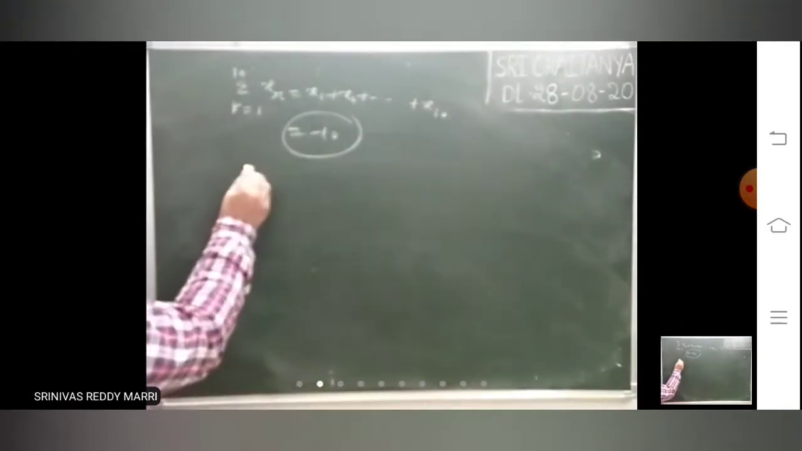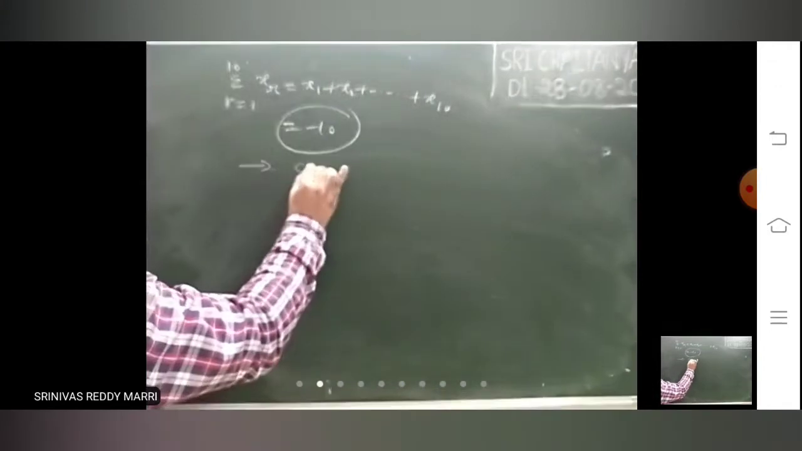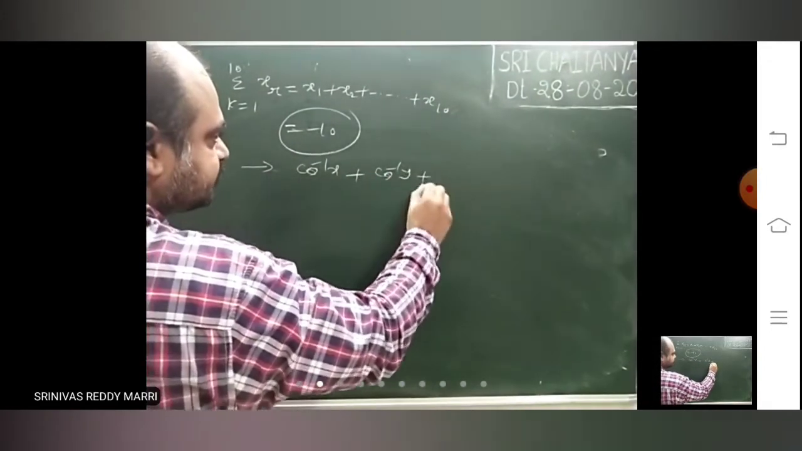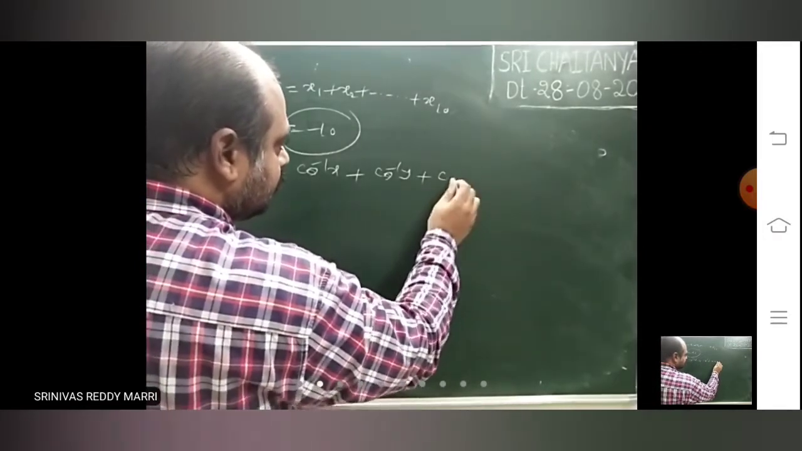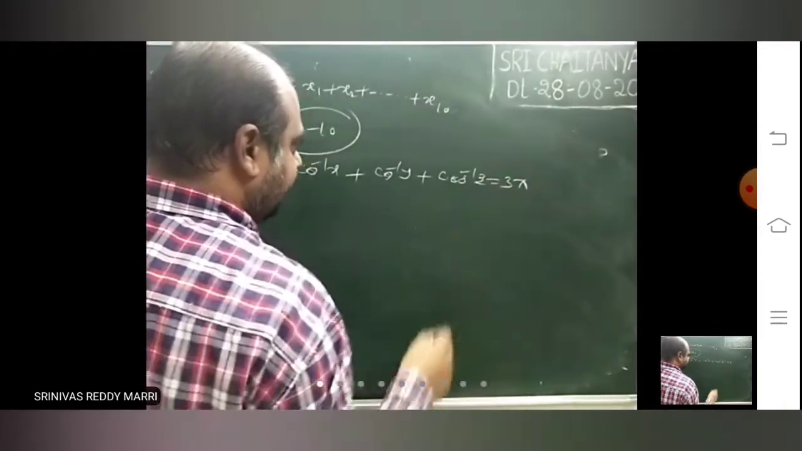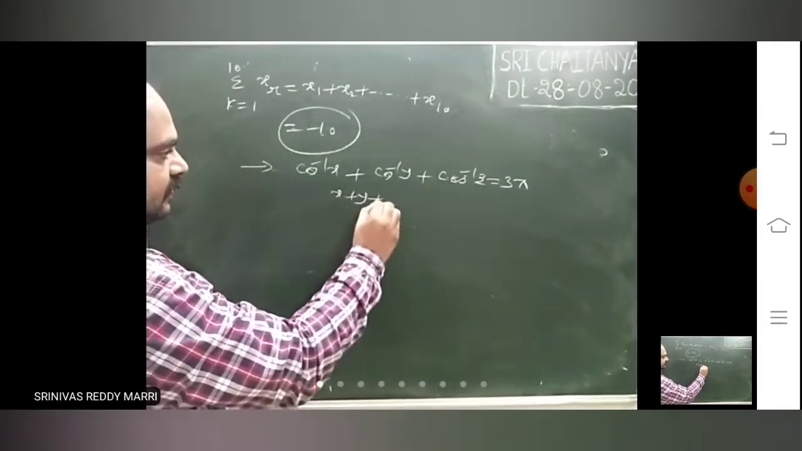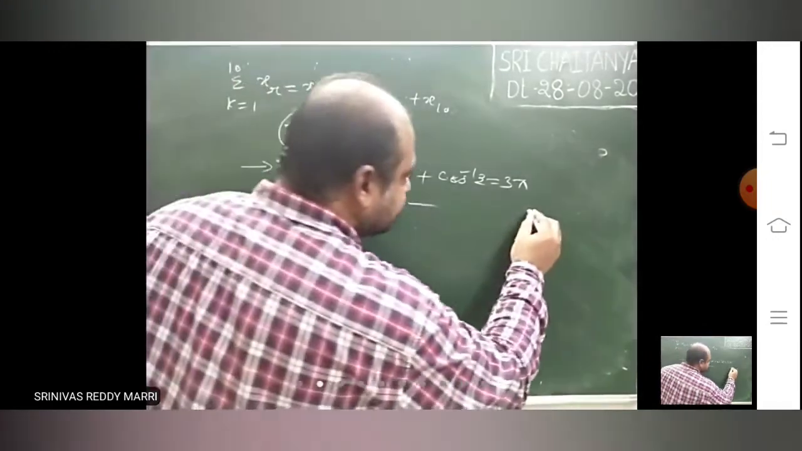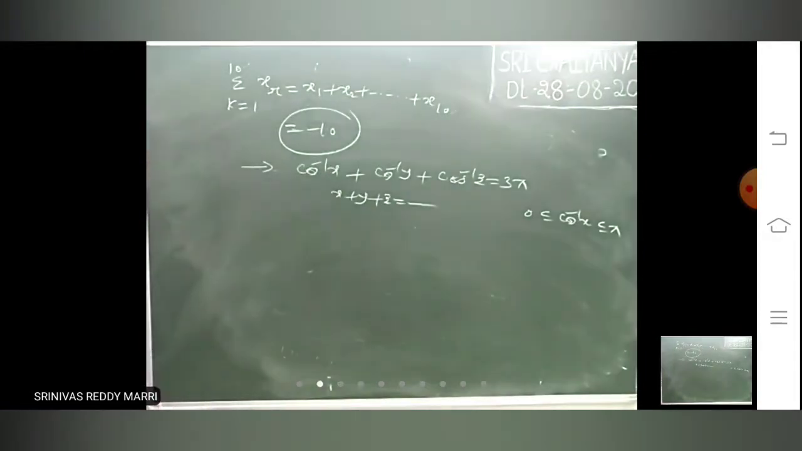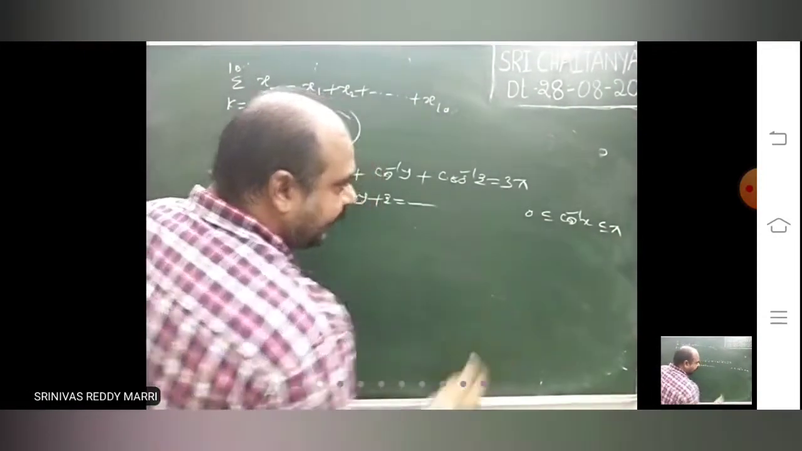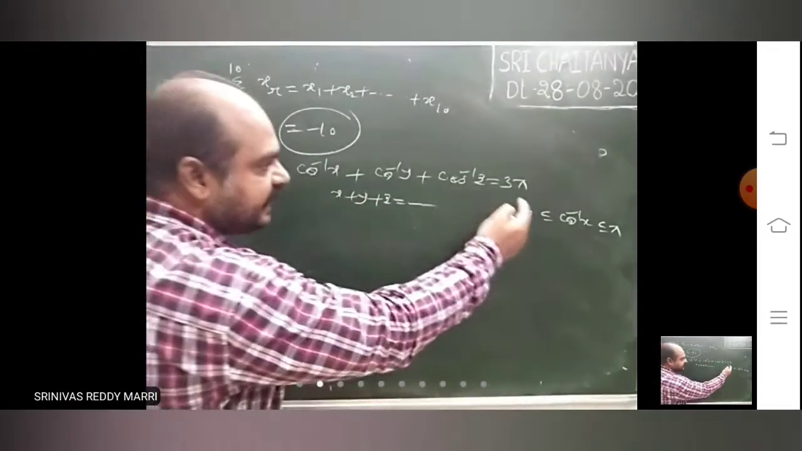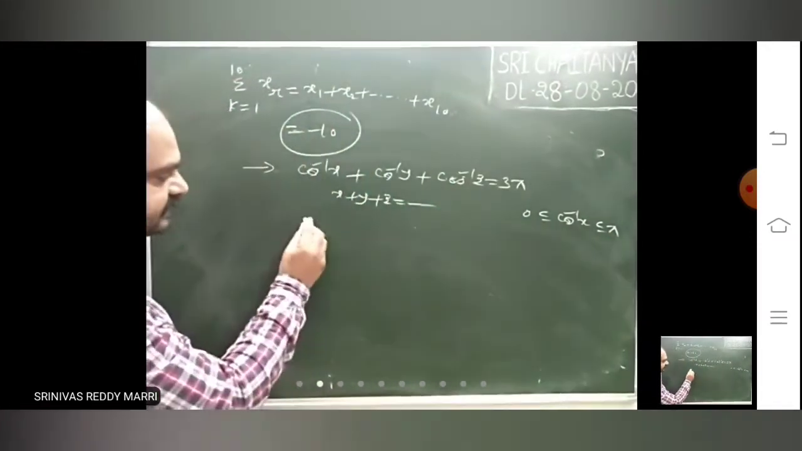Look at next. Suppose it is given like this: cos inverse x plus cos inverse y plus cos inverse z equal to 3 pi. Then x plus y plus z equals dash. Now you can write on the side: what is the range of cos inverse x? 0 to pi. Substitute all the minimum values, 0 plus 0 plus 0, you won't get 3 pi. 3 pi means all must be maximum.